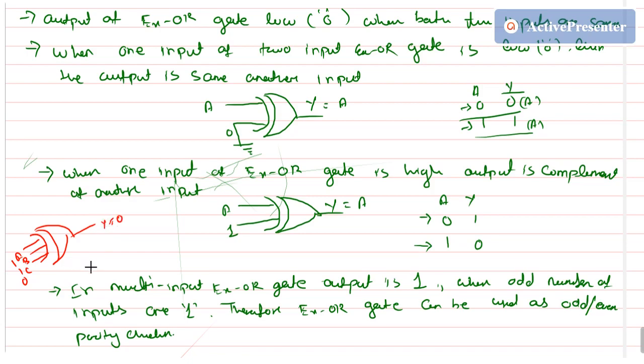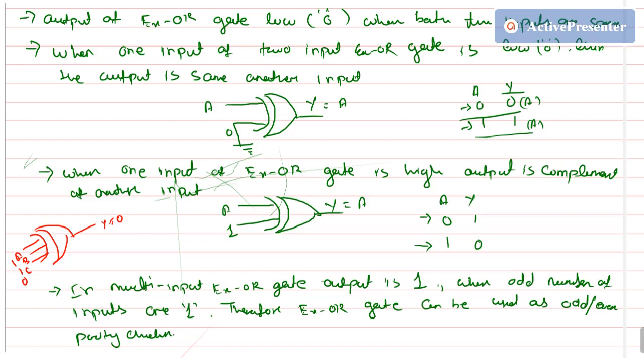So we can say this XOR gate can check even or odd parity. If the output is 0, there is an even number of ones. If the output is 1, there is an odd number of ones, meaning either one input is 1, or all 3 inputs are 1. So this can be checked.